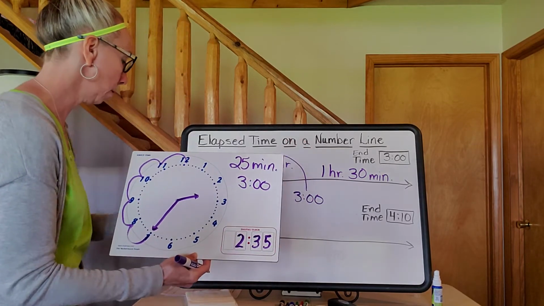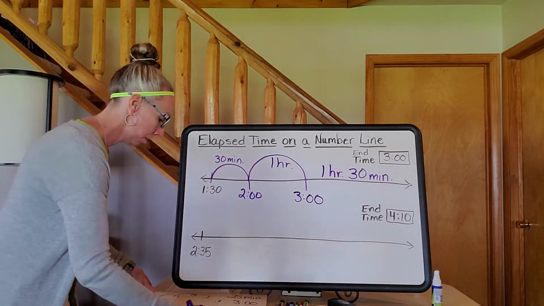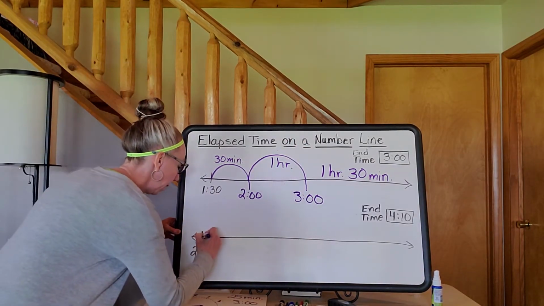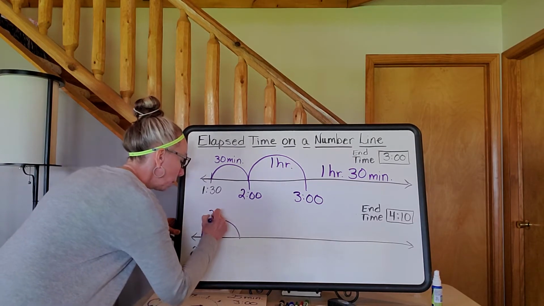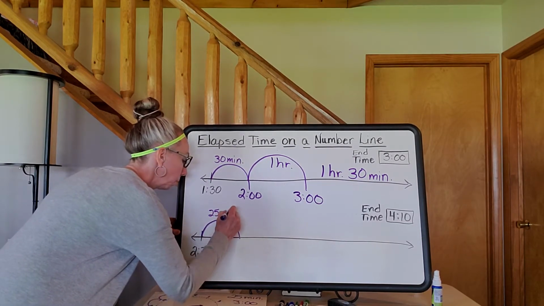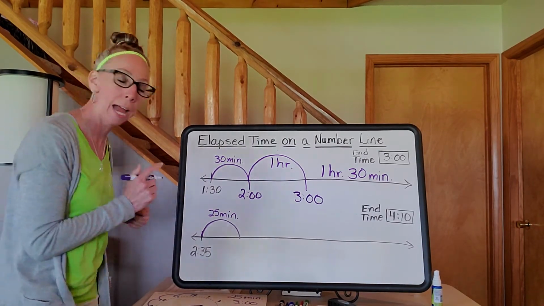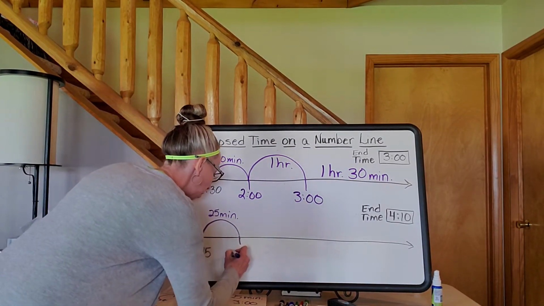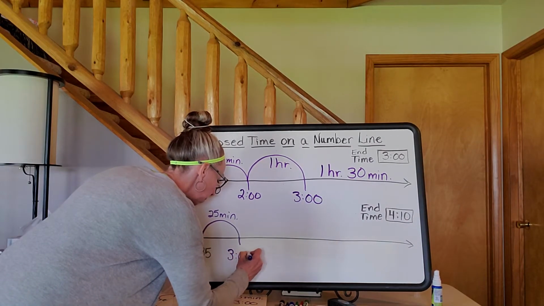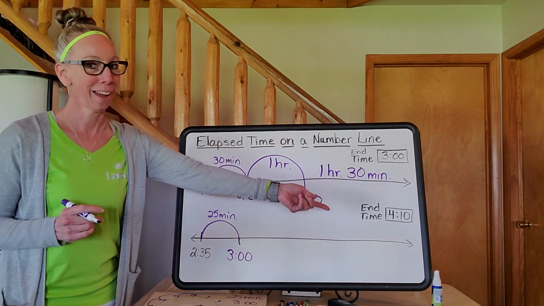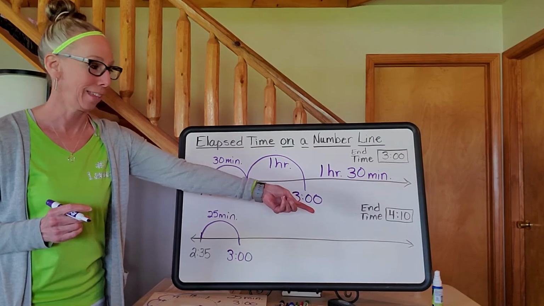All right, so now let's record that on our timeline. So we have a 25-minute hump. So 25 minutes. What time did we say we were now? Oh yeah, we're at 3 o'clock. That's right. So now we're at 3 o'clock. Are we there yet? No, you're right, we're not there yet.